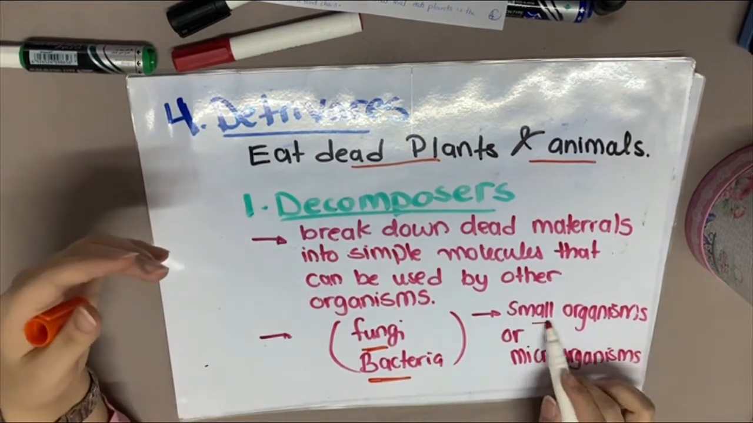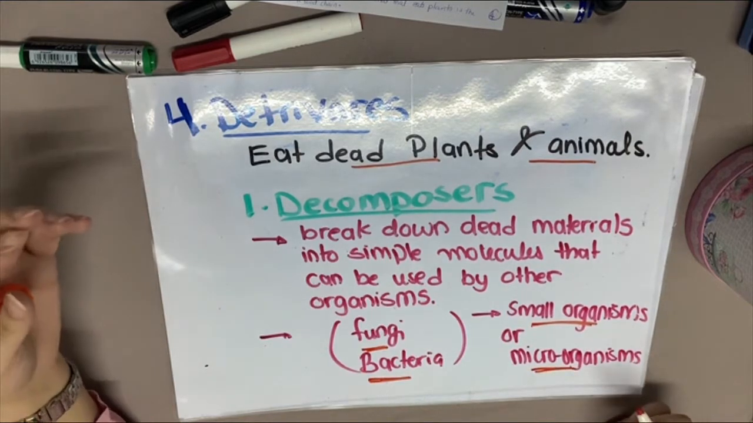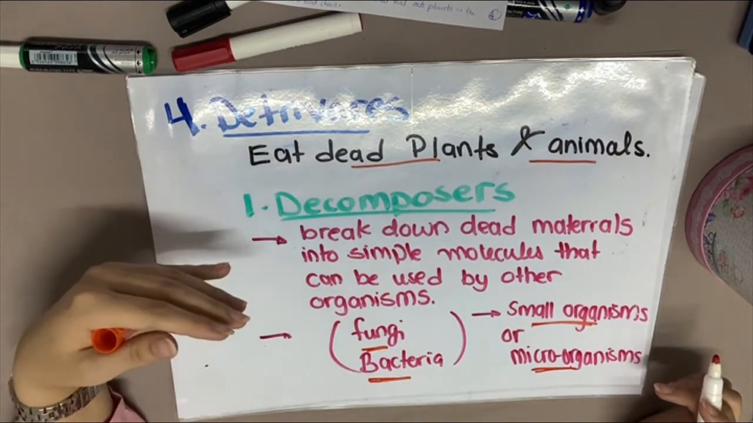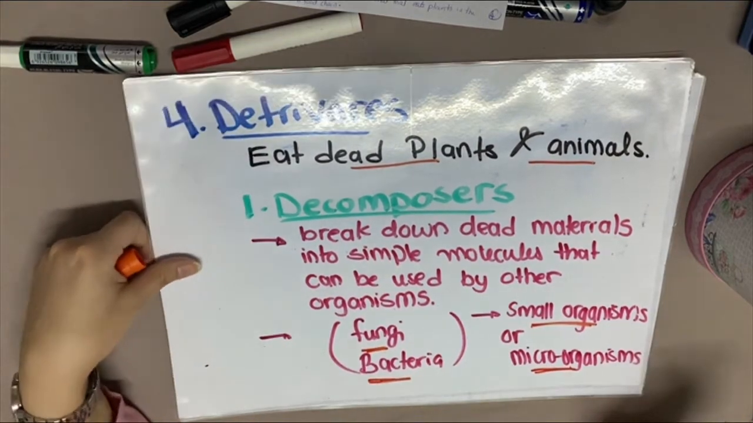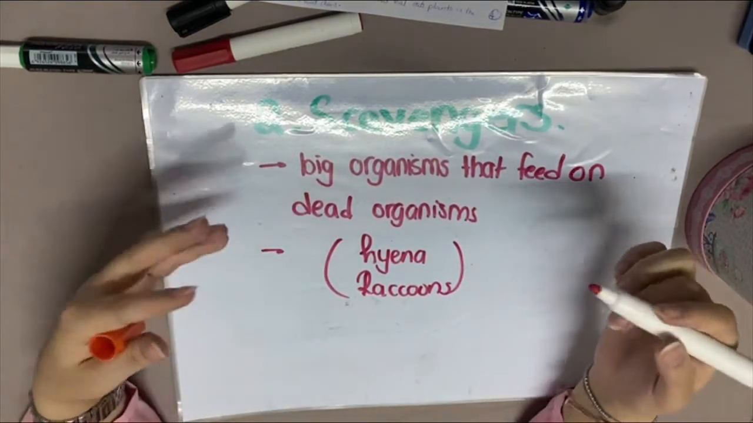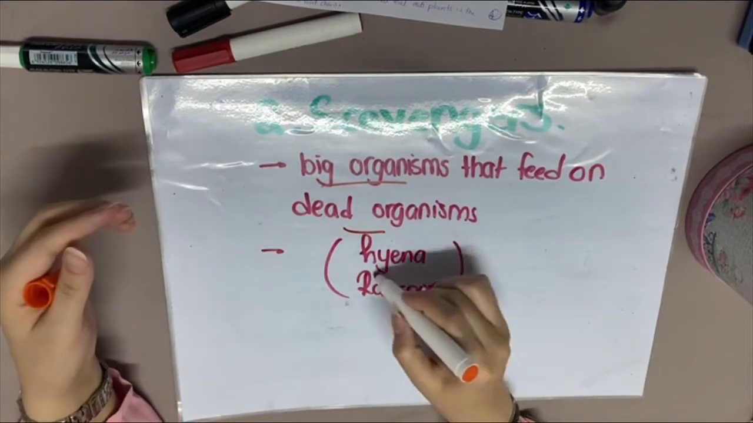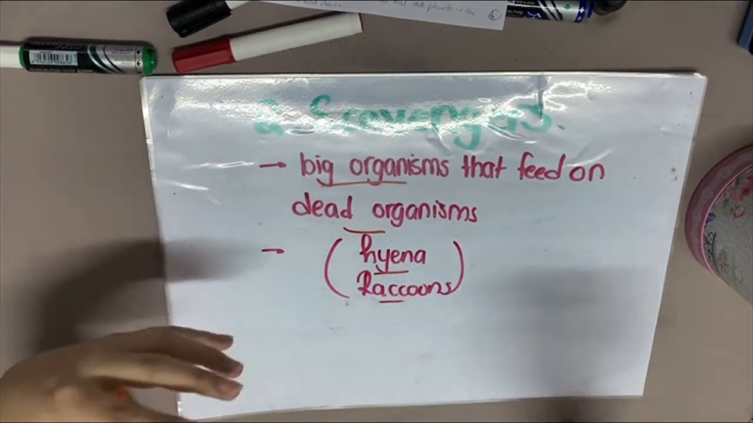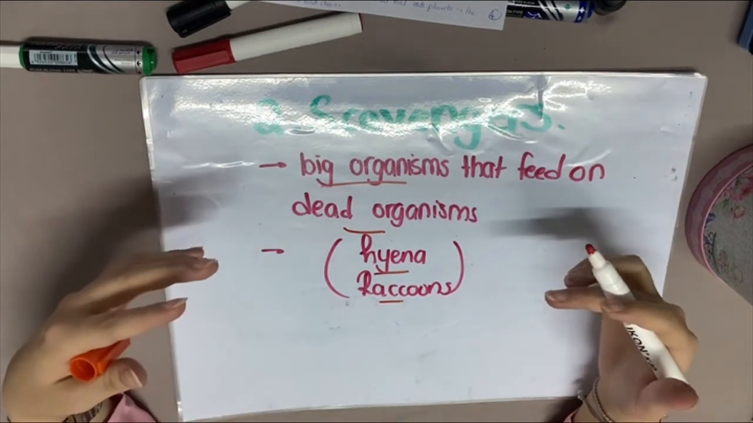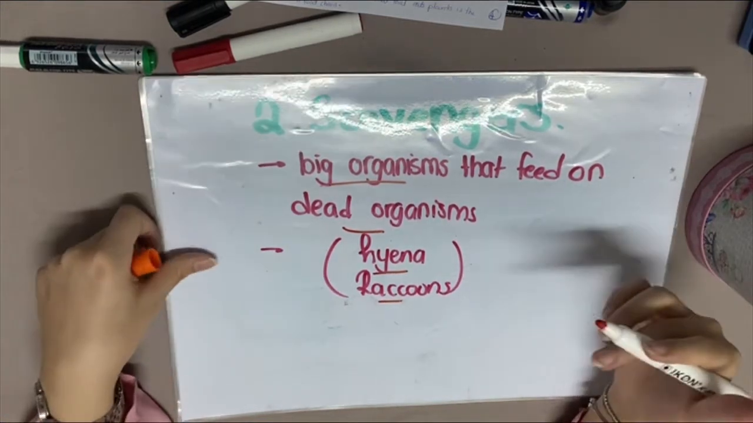Decomposers are generally very small organisms. They can be so tiny that they're microorganisms as well. So decomposers break down the dead material into simple molecules that can be used, and they're microorganisms. The other kind of detritivores are scavengers. Scavengers are big organisms that feed on dead organisms, like hyenas and raccoons. So one are big, others are small. Some break down the dead materials into simple molecules, and others feed on the dead organisms.